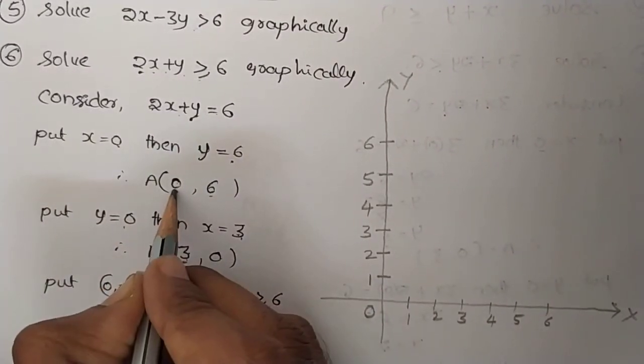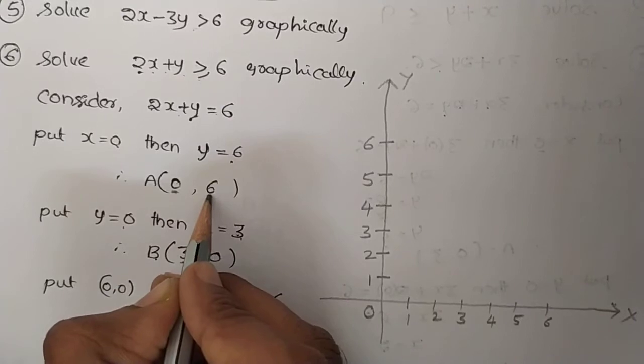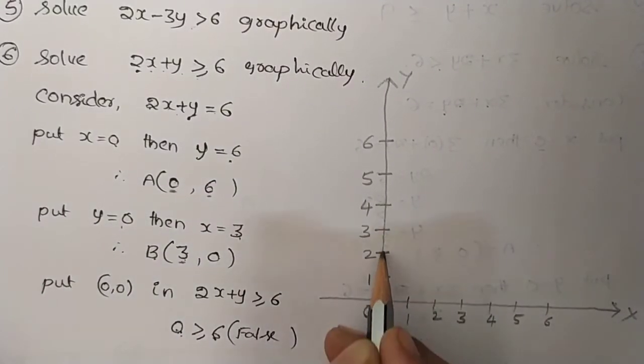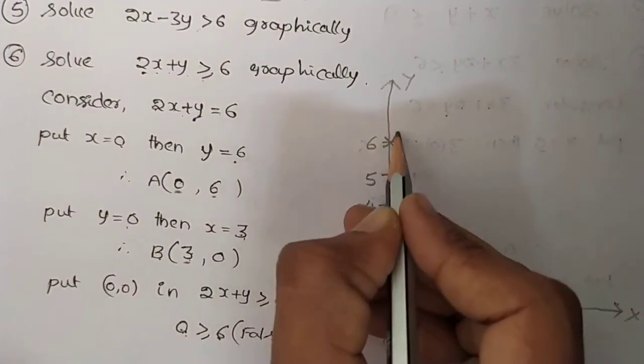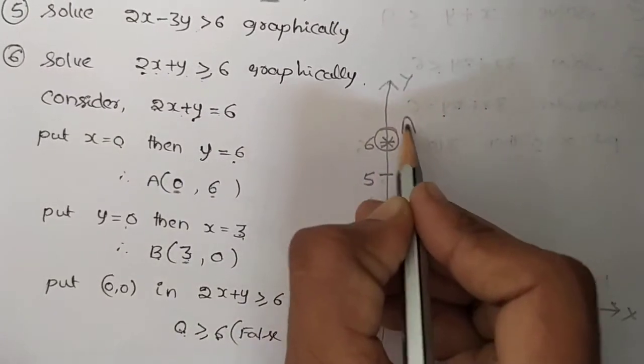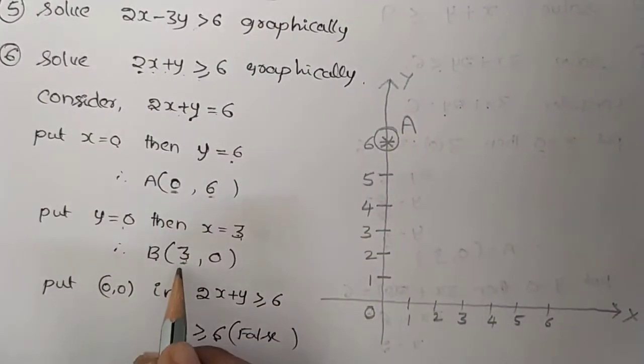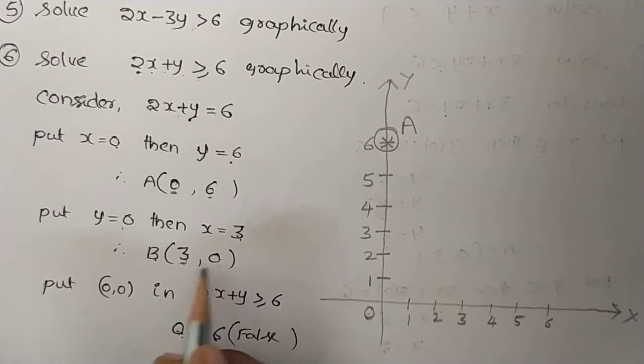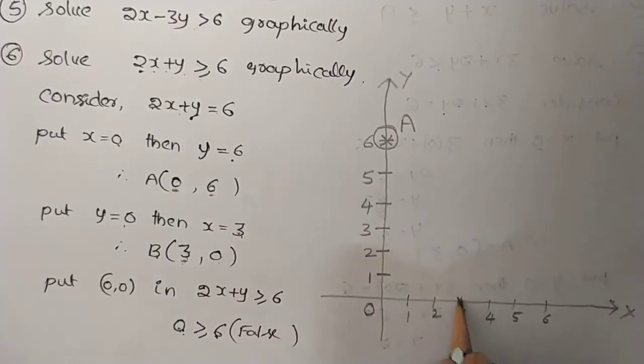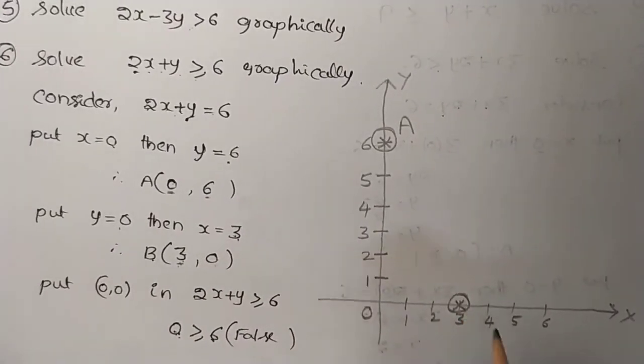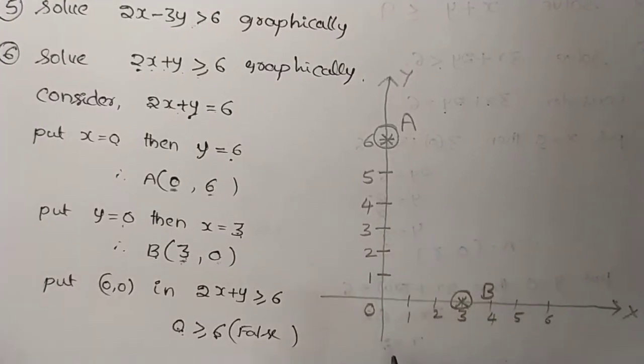If x is 0, then y is 6. X is 0, y is 6. It is A. Next, x is 3, y is 0. That is the point B.